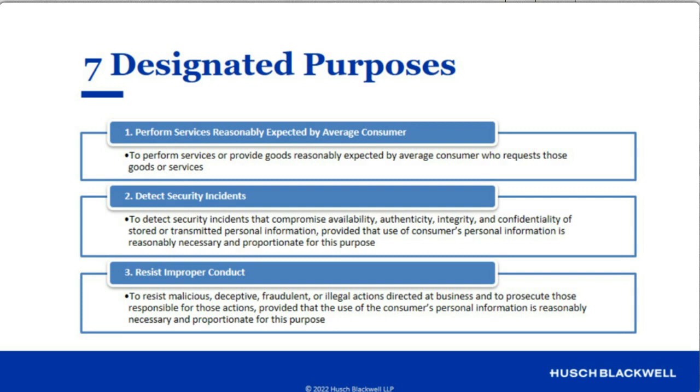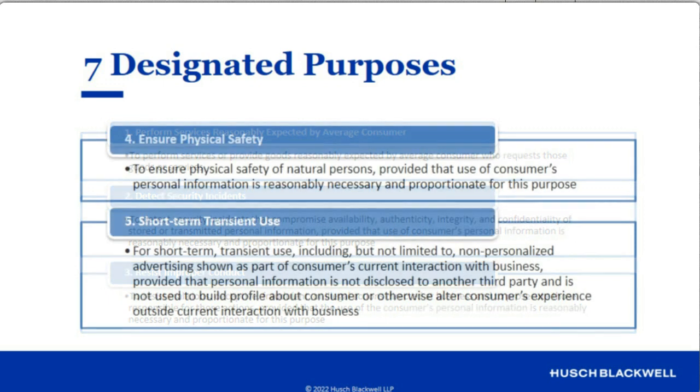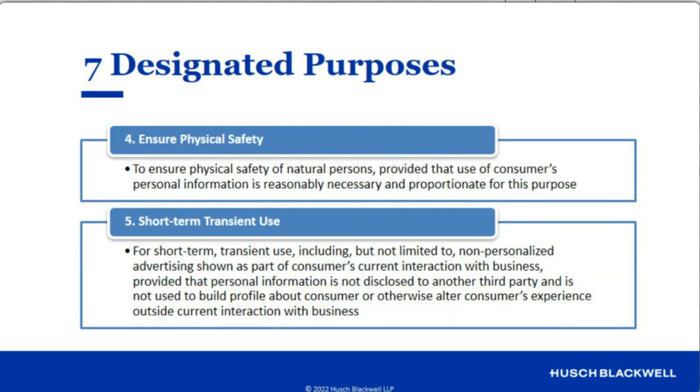I think these are all intuitive. Number 2 there, detect security incidents. Number 3 is resist improper conduct, but as you can see, it's resist malicious, deceptive, fraudulent, illegal actions, those types of things, right? It makes sense. Moving on, number 4, ensure physical safety. Again, this is something that's really existing in privacy law, that we don't want to let privacy regulations get in the way of actually saving people's lives. That is a good thing to do, right?